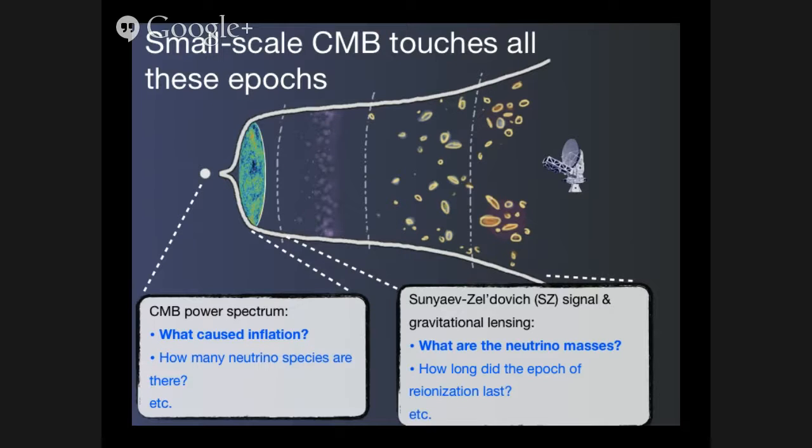There are two main effects. There's the Sunyaev-Zel'dovich signal, in which you have constant scattering between free electrons and the CMB photons. And there's gravitational lensing, in which the path of your photons is bent by structure along that line of sight. And these two effects give you sensitivity to anything from the epoch of reionization to dark energy, for, say, looking for galaxies associated with the Sunyaev-Zel'dovich effect. In this talk, I'm going to be focusing on these two questions: what causes inflation, and what we can say about neutrino masses from gravitational lensing.